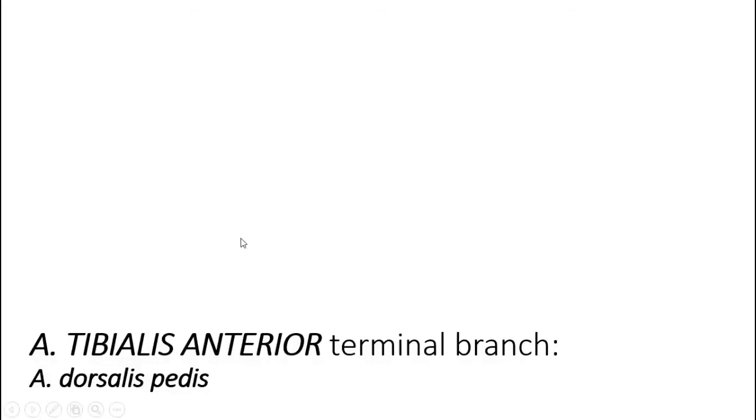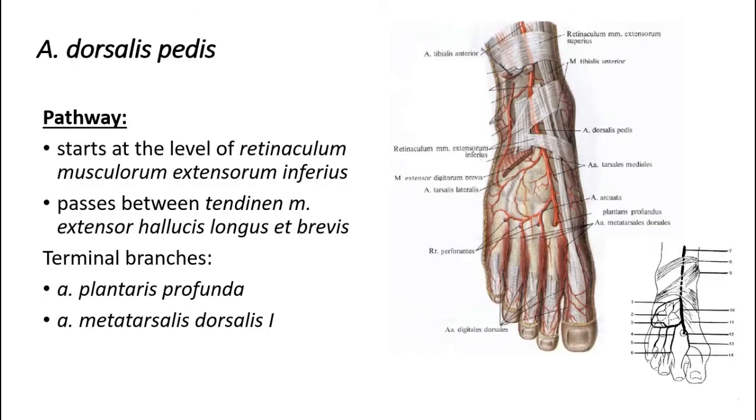So here we need to take a look at the terminal branches of the arteria tibialis anterior. For the very beginning, we will discuss the arteria dorsalis pedis, so the blood supply on the dorsal surface of the foot, and then the terminal branches of arteria tibialis posterior, and the blood supply on the plantar surface of the foot.